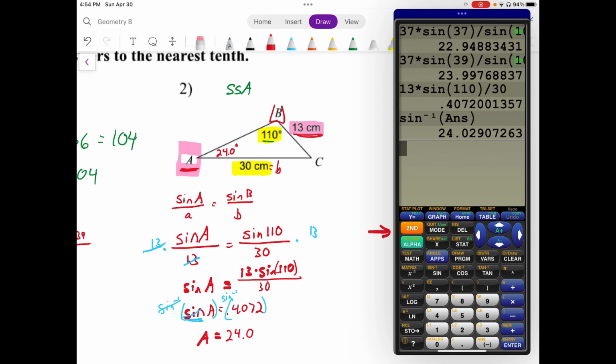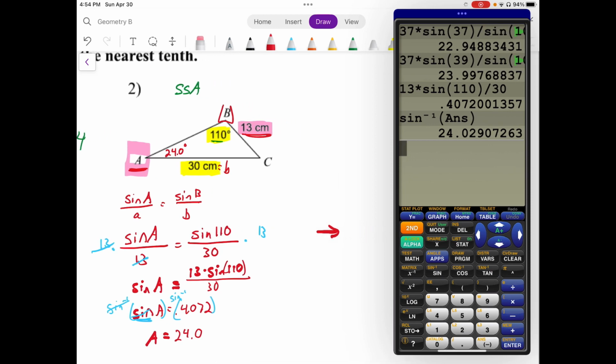Well, now that I know that, it's really easy for me to find angle C, and that is the next thing I have to do here. So angle C, well, to help us find angle C, we can add 110 plus 24. So angle A plus angle B is 134, and do 180 minus 134, and that gives us 46 degrees.